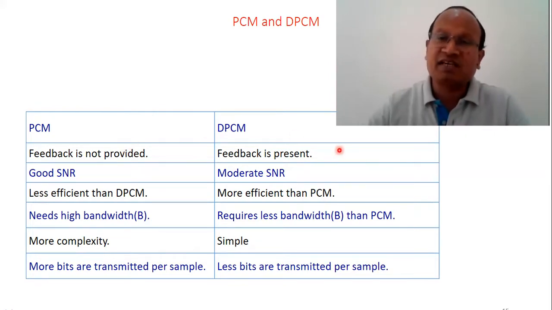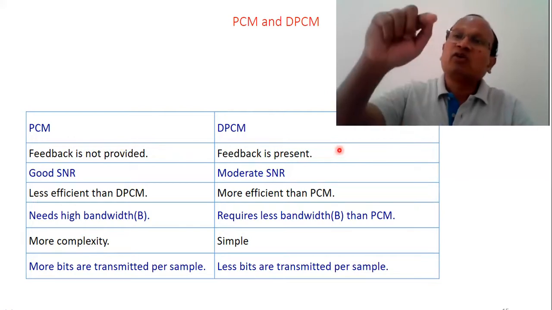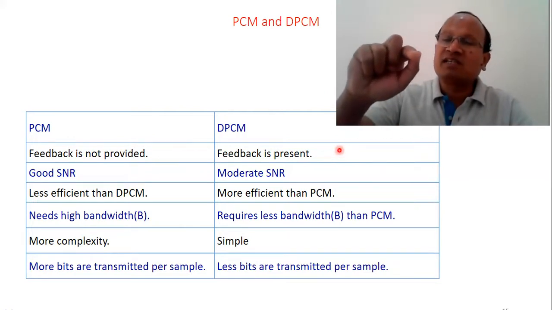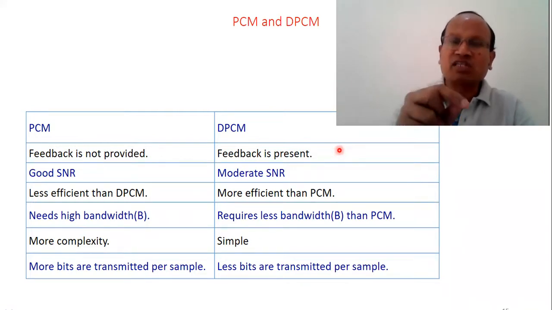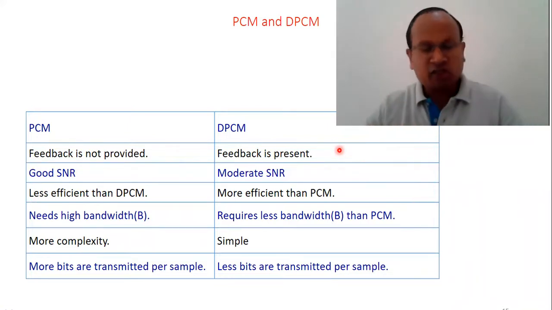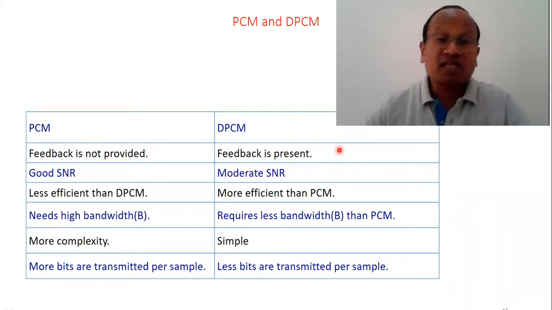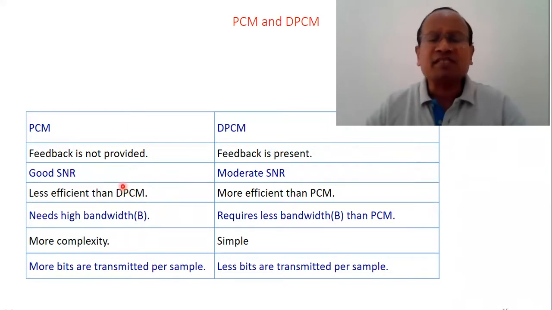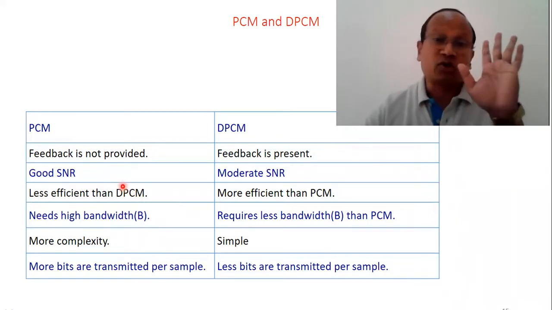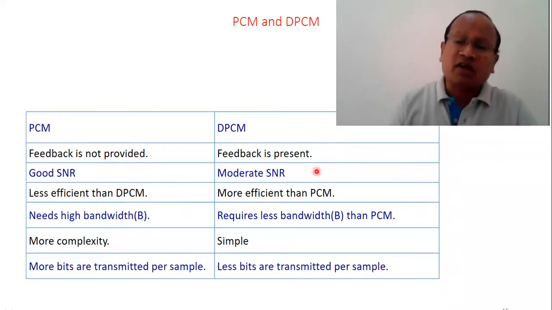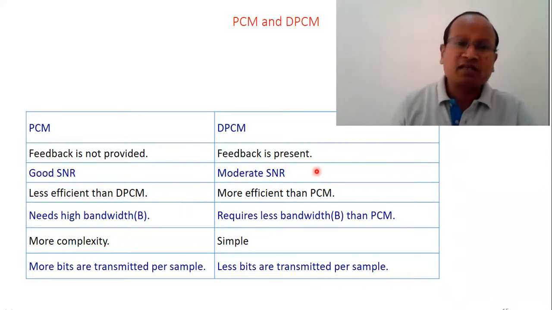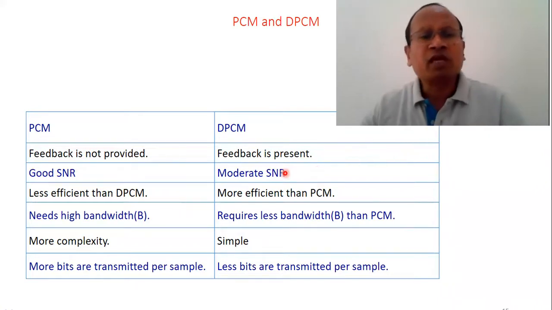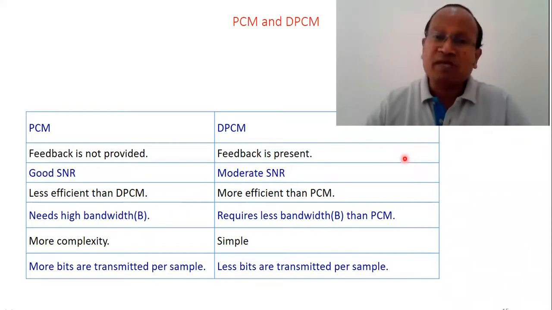Whereas in DPCM, you have seen there is a feedback. We use the comparator, then we quantize the difference, and then the error signal corresponds to the approximated signal using the predictor loop. So there is a feedback used in the DPCM. The SNR value in PCM is good, but in DPCM it's not good, but not bad also. It's a moderate value. Why SNR is good in PCM and why it's not good in DPCM is a very important thing which we need to understand.